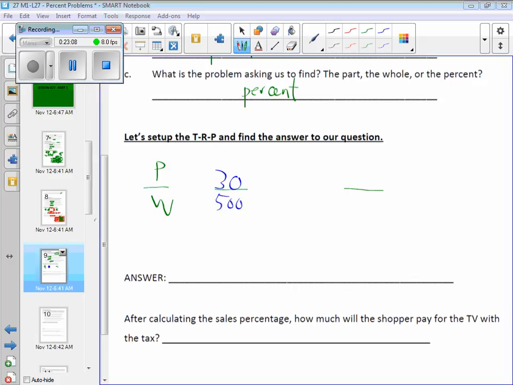Would it be over 1,000? No, because you scale it. What times 5 makes 30? How much do you get? 6%. Correct.